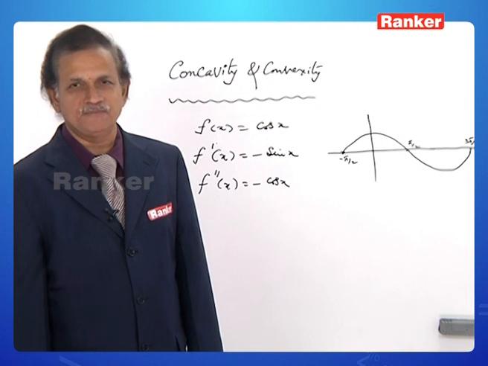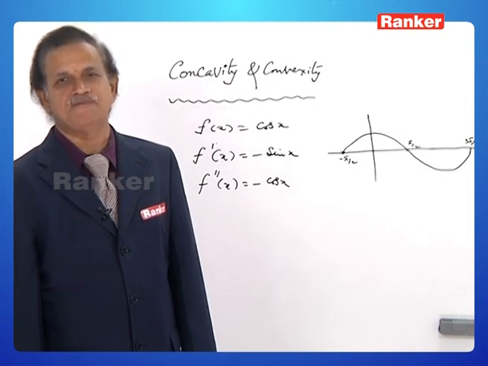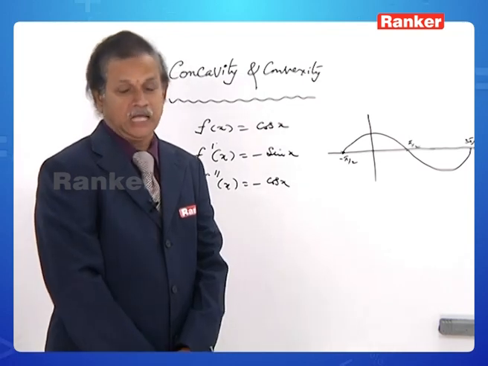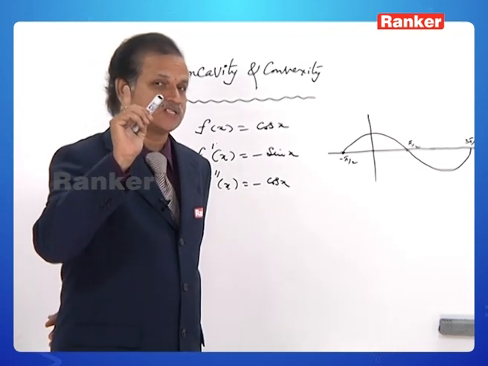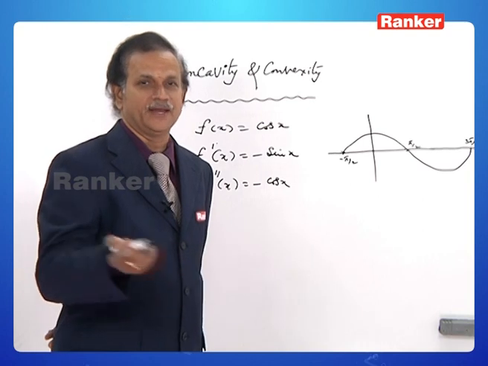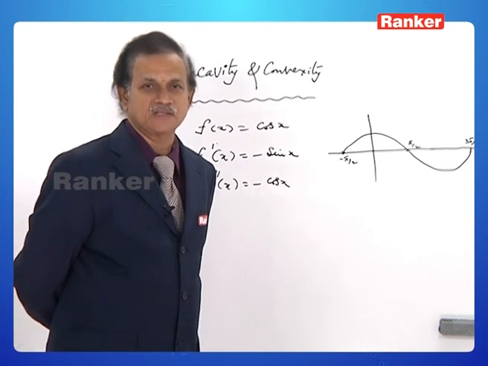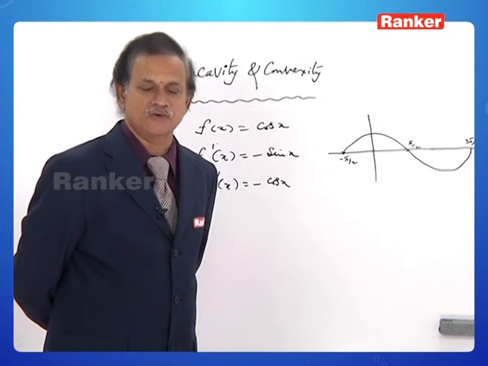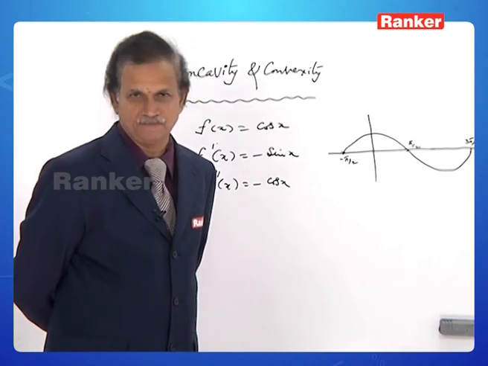For both of them, to make the decision, we must have f double dash x. And if f double dash x is equal to 0, then it is neither concave nor convex. And that point at which f double dash x equals 0 is of course called a point of inflection.